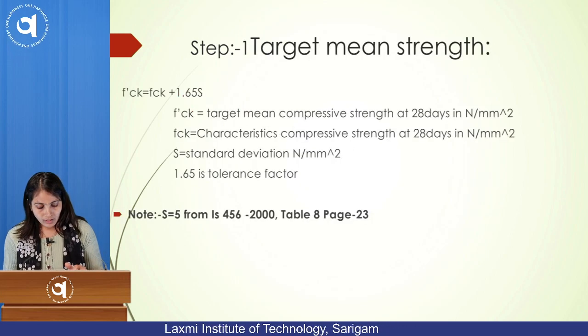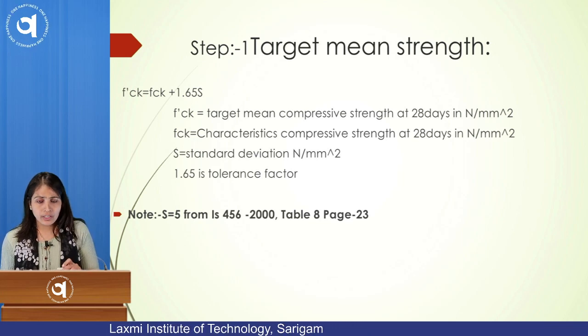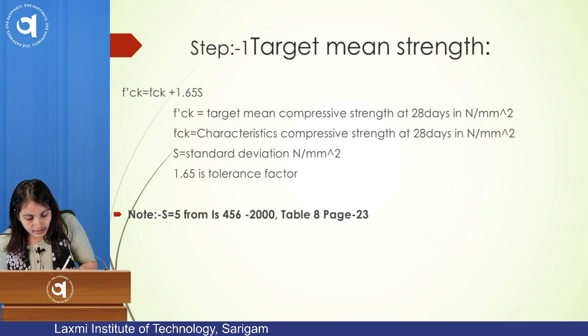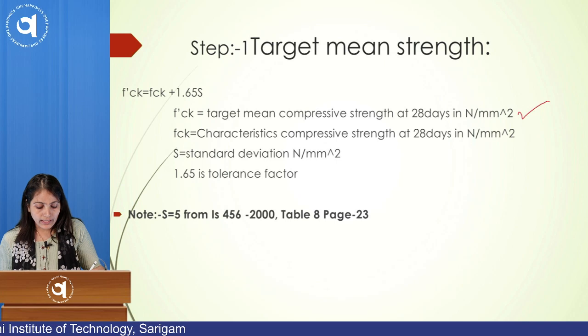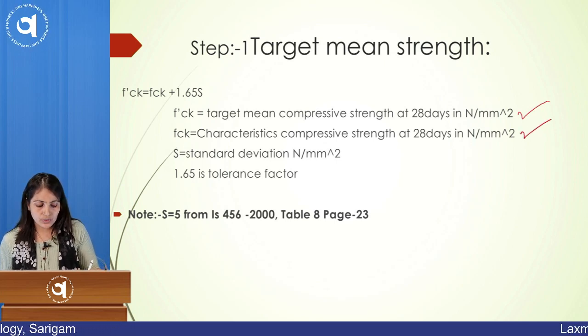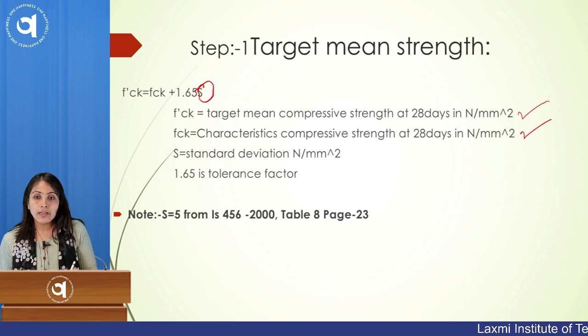Okay. So step 1, target mean strength. You can see here that f'ck is denoted as f'ck = fck + 1.65 S, where f'ck is nothing but the target mean strength of concrete at 28 days. We are always counting the strength at 28 days, which is in Newton per mm square, and fck is nothing but the characteristic compressive strength at 28 days in Newton per mm square. What is S here? S is the standard deviation in Newton per mm square, and 1.65 is a tolerance factor.